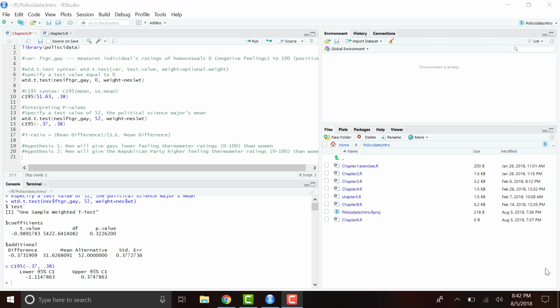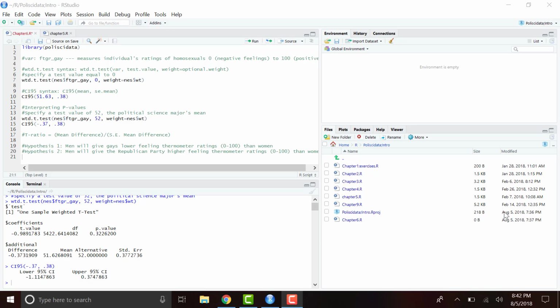So we're on page 95, and we are now going to compare the sample means of a dependent variable for two groups that differ on an independent variable. So this could be, in our case, someone investigating the gender gap, and we're going to test a series of hypotheses about the political differences between men and women.